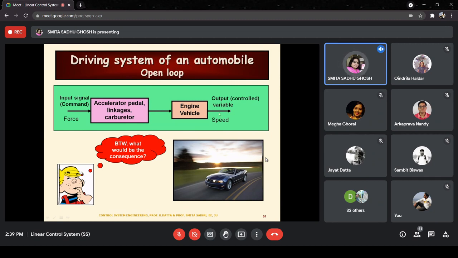Open loop means that there is no connection between the output and the input side, right? So there is no means by which some action can be taken on the basis of the value of the output variable. So this is called an open loop system, right? So what will be the consequence of such an open loop system?